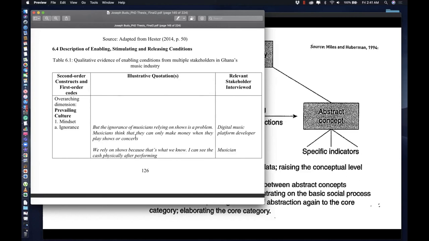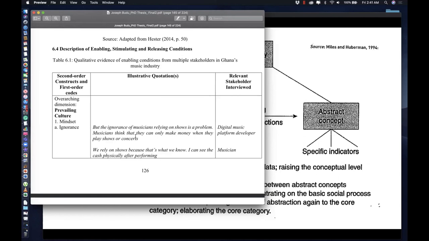So when we interviewed the person, they said the ignorance of musicians relying on shows is a problem. Musicians think they can only make money when they play shows or adverts. That's what a digital music platform developer is talking about. But when you ask the musician the same thing, you see, Joseph is putting this here to show you triangulation happening in it. We rely on shows because that's what we know. I can see cash physically after performing.